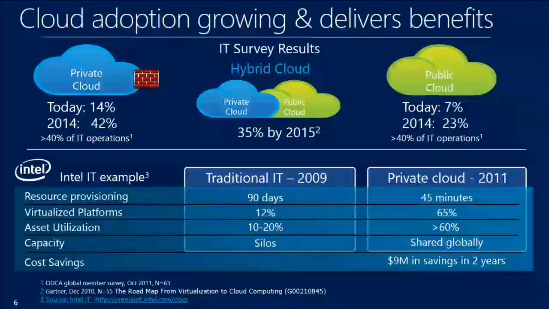60 to 80% is what we're trying to look at as far as our utilization envelope. And what I really like down here, managing a data center myself at one time, was that in the right-hand corner, the cost savings. In 2 years, Intel IT was able to realize a $9 million savings from moving to a private cloud architecture.